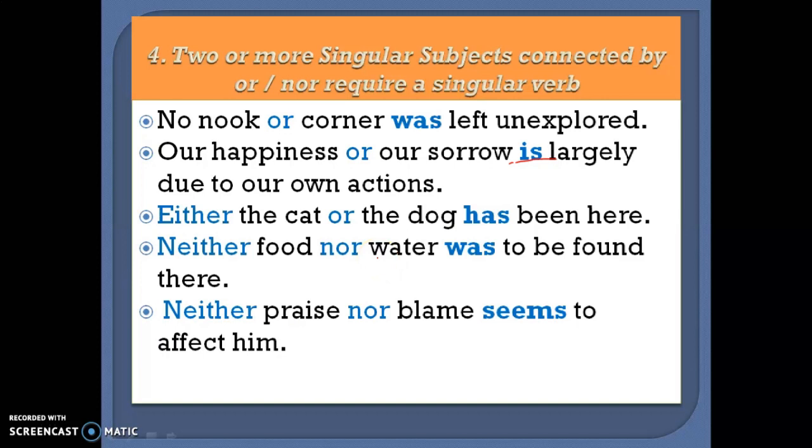So this is the rule. If your two nouns are connected by or, either or, neither nor, they always require singular verb.